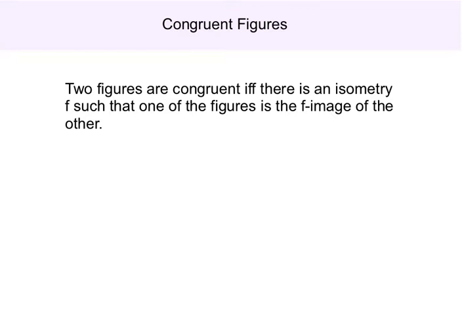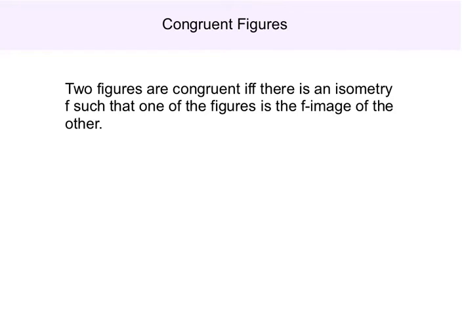I want to finish up the notes from today that we were not able to get to because of the fire drill. The first thing that we need to talk about is this new idea of congruent figures. We already know that congruent figures are the same shape and size, but our extended book defines them in a new way. It says two figures are congruent if and only if there is an isometry of F such that one of the figures is the F image of the other.